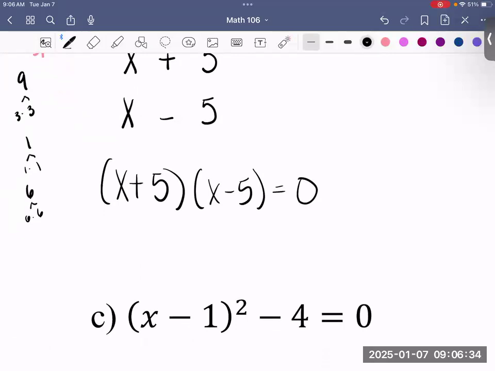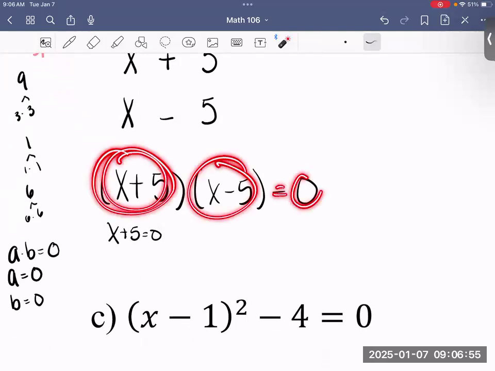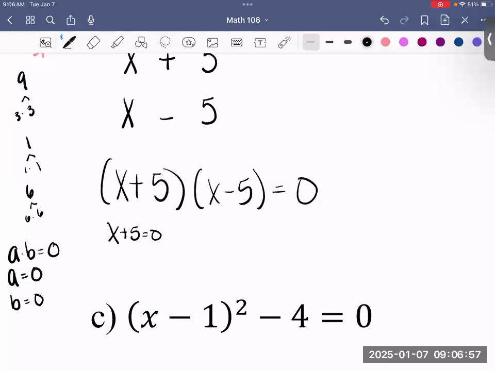Now that we have it here, when we go to solve, just as we did with your domain where we were talking about excluding values, if we know the property that a times b is equal to 0, it's either that a is equal to 0 or b is equal to 0. This is a, this is b. They're both set equal to 0. So we get to set our factors equal to 0. So x is equal to -5, so subtract the 5 over. And x is equal to, add the 5, so x is equal to 5.